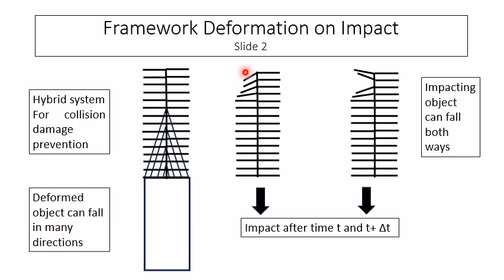So this is the impact system as it takes place. First, the object impacts the system, and after time t plus delta t, it has a different set of orientations. So this framework moves both ways to prevent the object falling towards the vehicle as well as away from the vehicle.